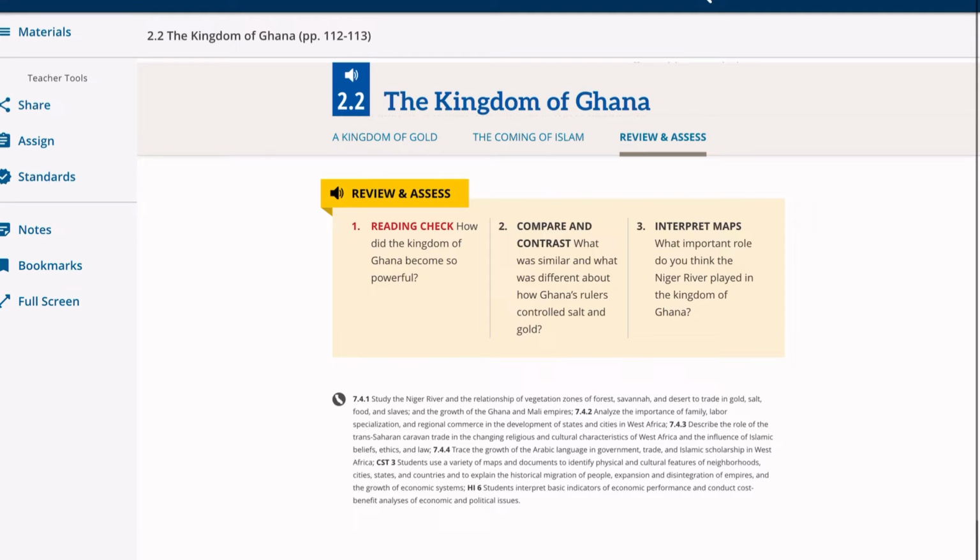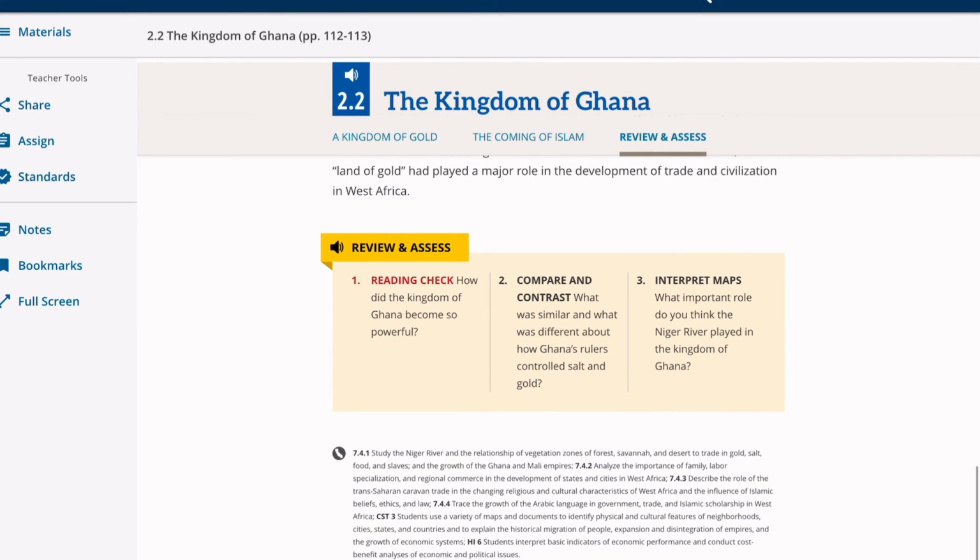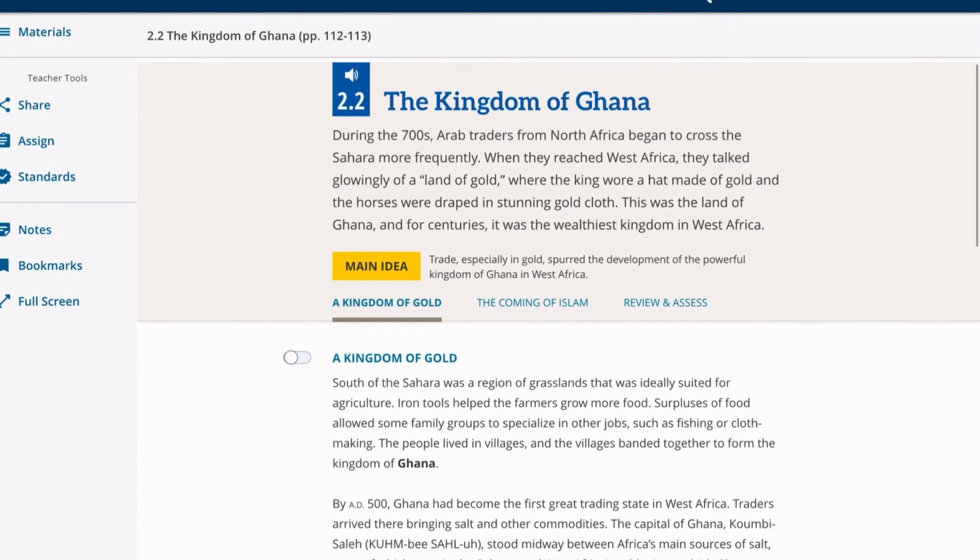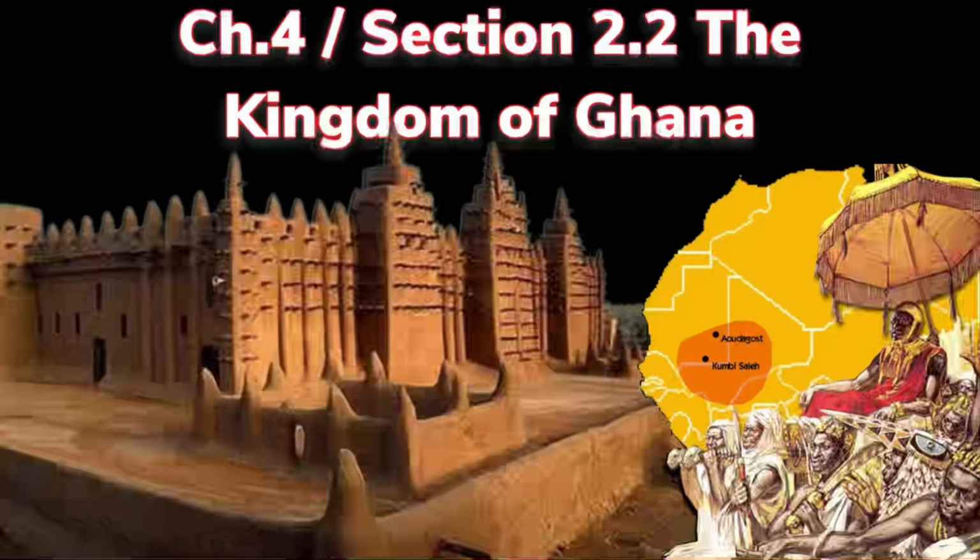And number three, what important role do you think the Niger played in the Kingdom of Ghana? The answer is it was a natural barrier to Ghana's south and a mode of transportation and trade to other regions, which is basically the main advantage of living next to a body of water, specifically a river. Okay, so that's our lesson for today, Chapter 4, Section 2.2, the Kingdom of Ghana.